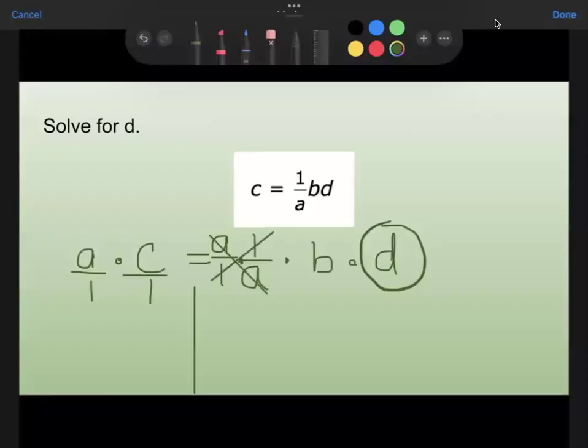So a times c is just ac, and 1 times 1 is just 1. So if I put it over 1, that's the same as making it a whole number. So I'm going to just go ahead and get rid of that 1. So we have ac equals b times d.